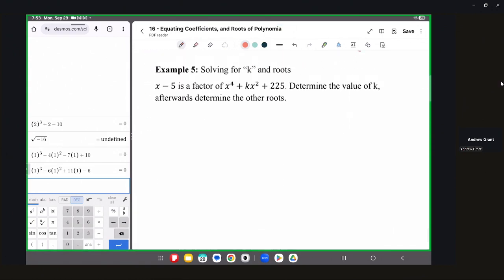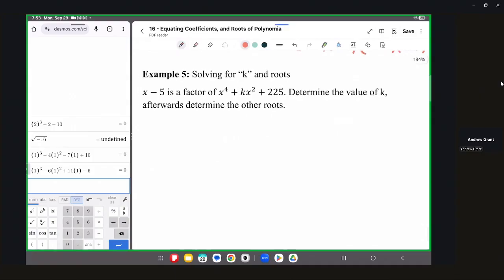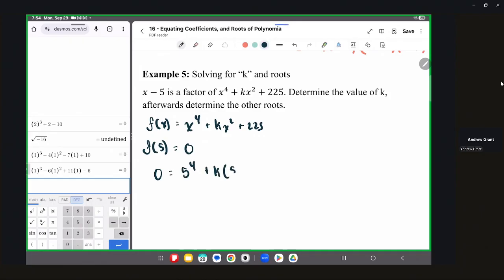All right. Last example here. We're going to solve for k and roots. So x minus 5 is a factor of this thing. Determine the value of k. Afterwards, determine the other roots. Okay. So here, if this is a factor, so if we have f of x is equal to x to the power of 4 plus kx squared plus 225, we know f of 5 will be equal to 0.